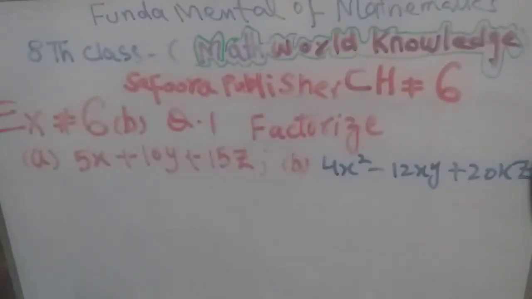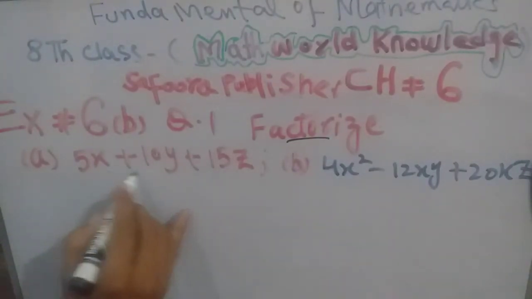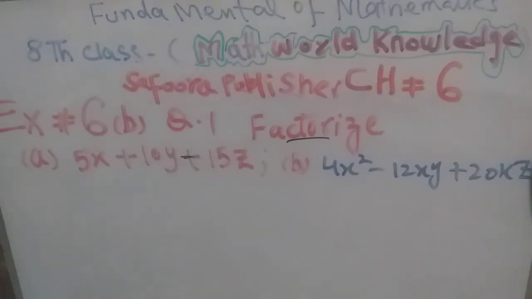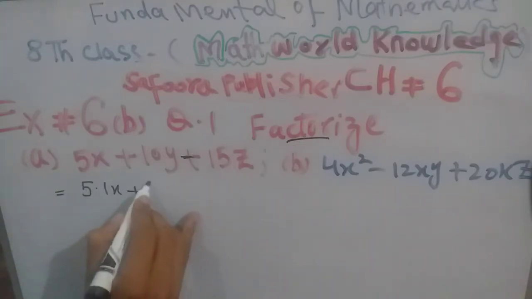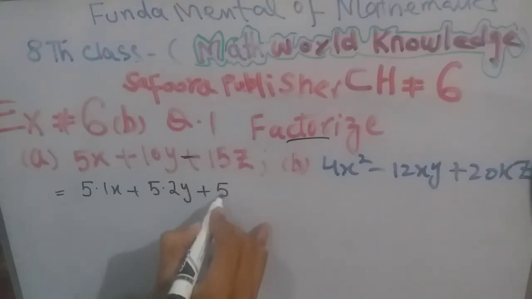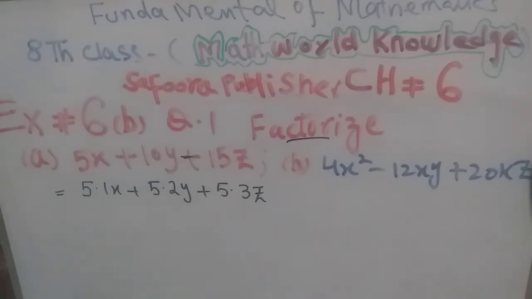Now we can start the question. Question number 1. Factorize 5x plus 10y plus 15z. Dear student, first we can simplify: 5 into 1x plus 5 into 2y plus 5 into 3z. First, see which number is common in each term.